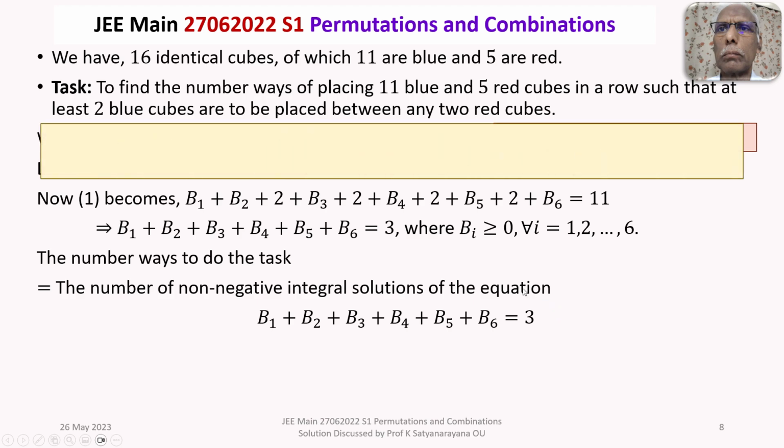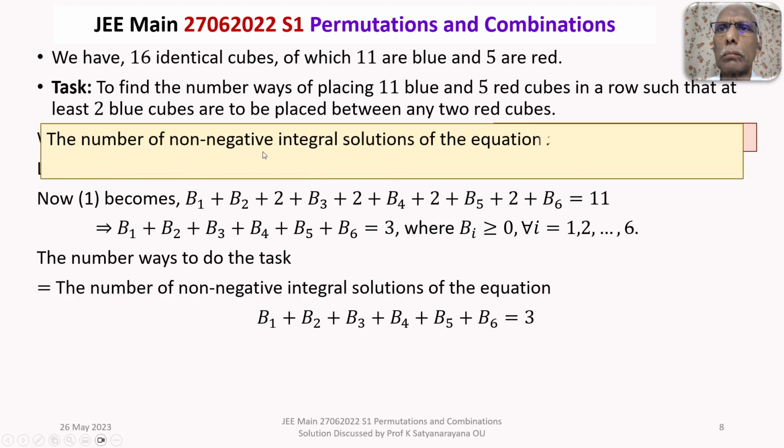Now, let's recall our result. The number of non-negative integral solutions for the equation x1 plus x2 plus etc. plus xr is equal to n is given to be n plus r minus 1 C r minus 1. In our case, n is 3 and r is 6. Therefore, the answer to this question is n plus r minus 1 C r minus 1, that is 3 plus 6 minus 1 C 6 minus 1, that is 9 minus 1, 8 C 5.